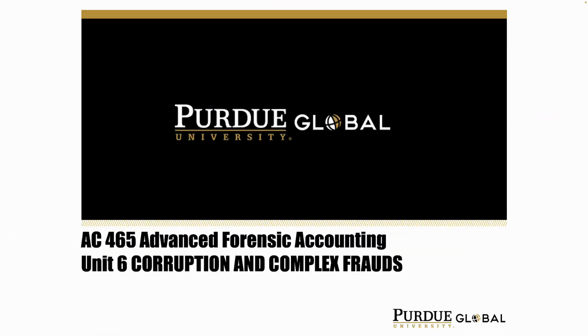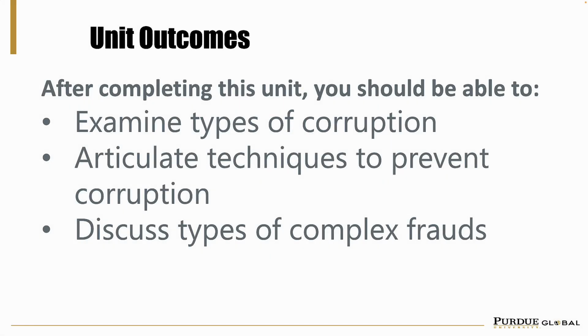Hello and welcome to AC 465 Advanced Forensic Accounting, Unit 6, Corruption and Complex Frauds. After completing this unit, you should be able to examine the different types of corruption. Additionally, you should be able to articulate techniques to prevent corruption, and lastly, discuss the types of complex frauds.